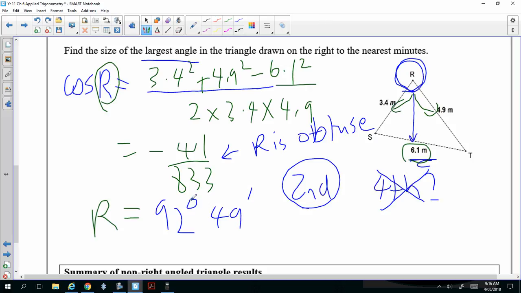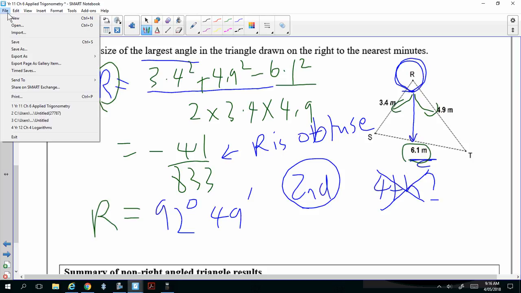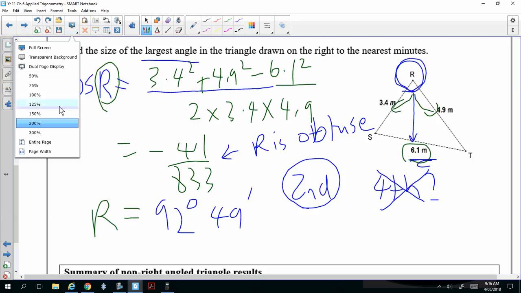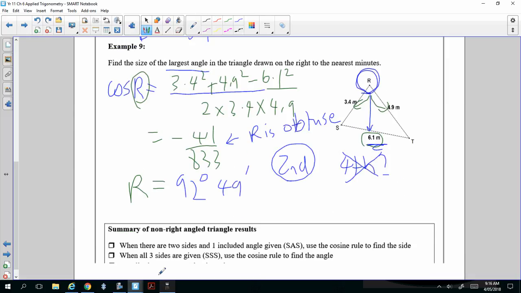So it's pretty easy. Okay, there's a summary of when to use the cosine rule. When there are 2 sides and one included angle, SAS, use the cosine rule to find the side. When there are 3 sides, SSS, use the cosine rule to find the angle. All other cases use the sine rule. Okay, that's how we know when to use the cosine rule and when to use the sine rule.